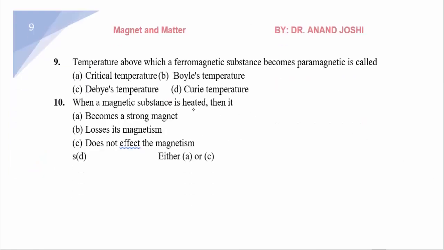The temperature above which a ferromagnetic substance becomes paramagnetic is called the Curie temperature. Very simple answer. What is Curie temperature? The temperature above which a ferromagnetic substance becomes paramagnetic. So tenth one, when a magnetic substance is heated, then it becomes a strong magnet, loses magnetism, doesn't affect the magnetism, or either A or C. The option is B. If you heat a magnetic substance, it loses its magnetism.